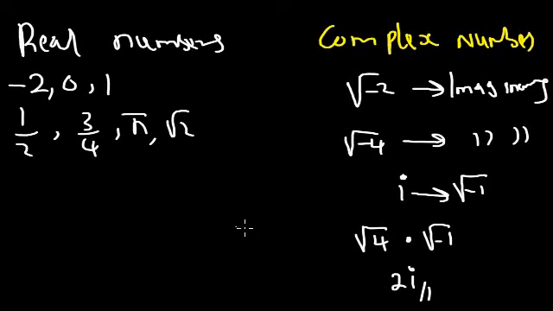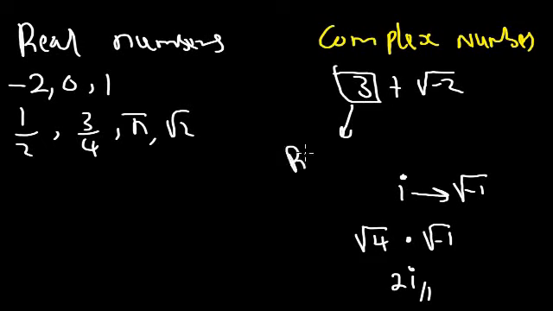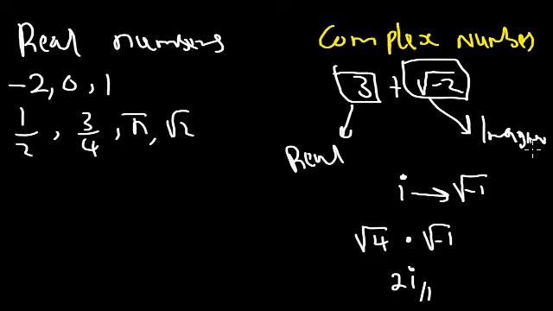For instance, let's say I have 3 plus square root of -2. This is an example of a complex number. The 3 over here is what we know as the real part, while this is the imaginary part. Sometimes a complex number can be purely real, and that is if this square root of -2 part is 0.